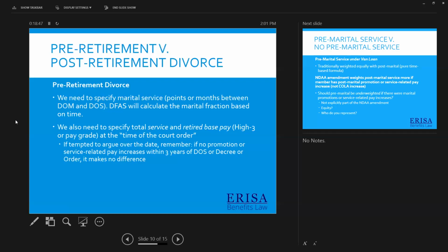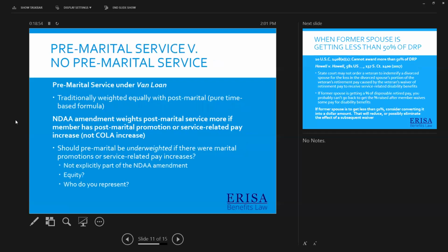The other issue that this brings up sometimes, which I think you should argue if you are representing the former spouse, and I would certainly argue it, and probably I have argued it with a few of you on the webinar. I'm sure most of you will probably think it's wrong, and it may well be wrong, but it's not necessarily wrong. And I think it's an argument that can be made.